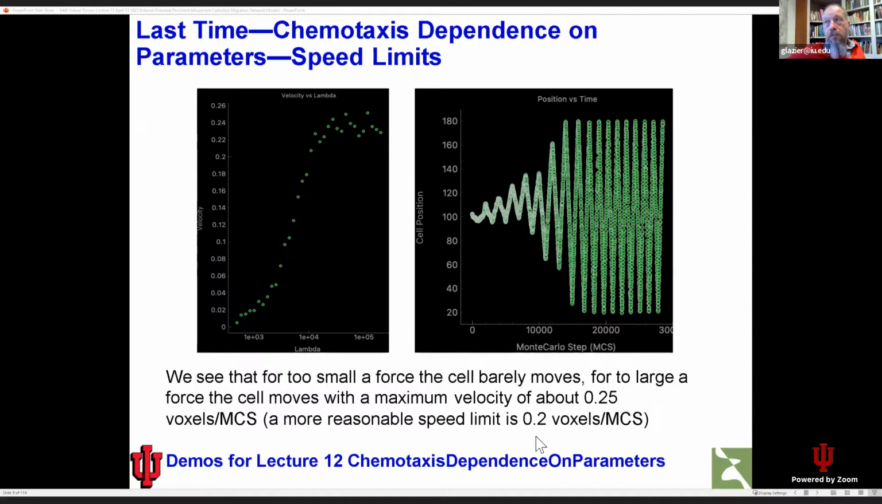That sets a maximum upper limit on the amount of time that a Monte Carlo step can represent. And that simulation is designed so that if you wanted to scan something else, like the velocity of the cell versus the target volume, or the velocity of the cell versus lambda volume, lambda surface, you can easily change that simulation to study the dependence of movement on all of these other parameters as well.